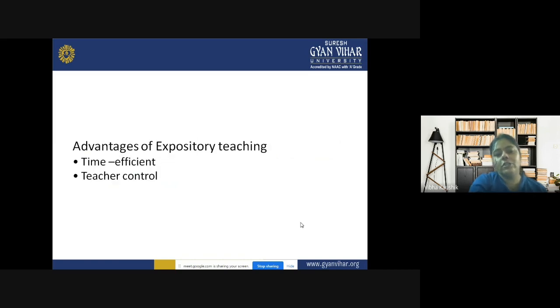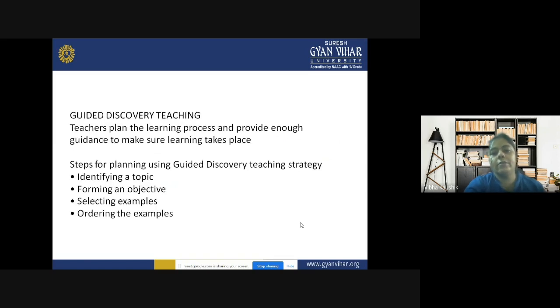Advantages of exploratory teaching: time efficient exercise, teacher control. The teacher has full control on that particular concept which he is going to teach. Guided discovery teaching. The teacher plans the learning process and provides enough guidance to make sure learning takes place. Means the teacher is planning the whole learning process and giving enough guidance to make sure that learning takes place in a proper order so the maximum learning outcomes can be achieved.